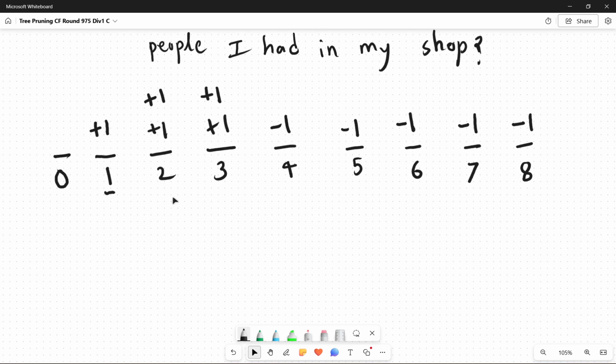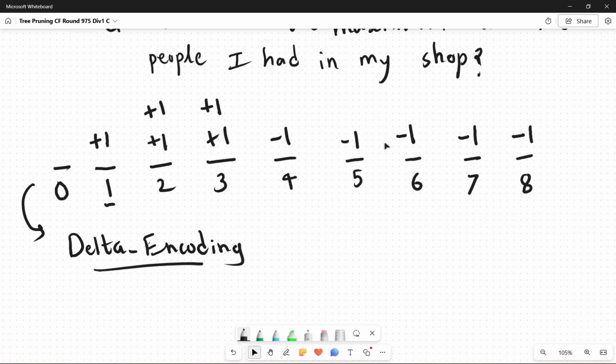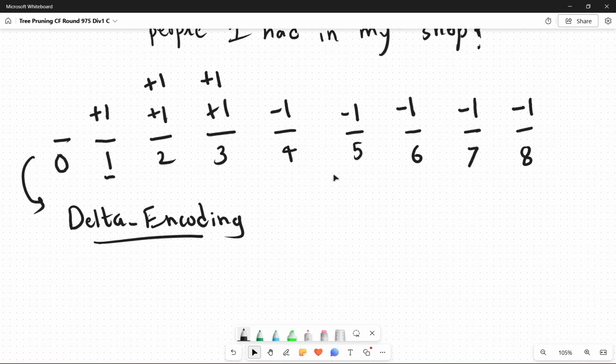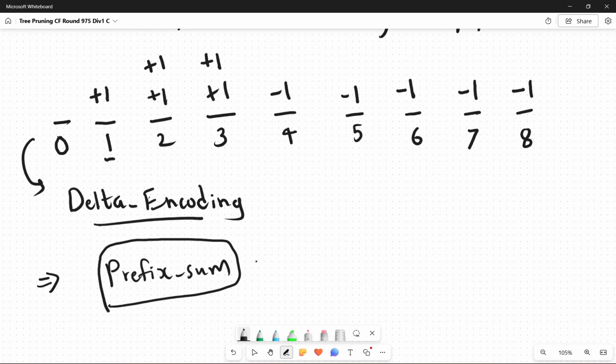So this is what I call the delta encoding array. I have encoded the differences that each customer made to my customer count. And now what will I do? I will take the prefix sum of the delta encoding array.